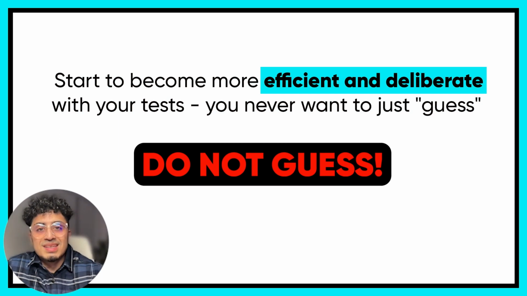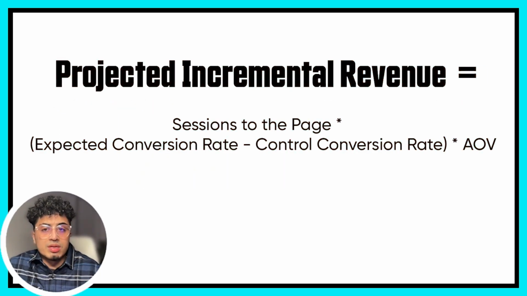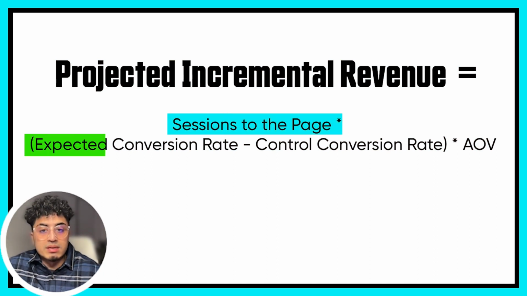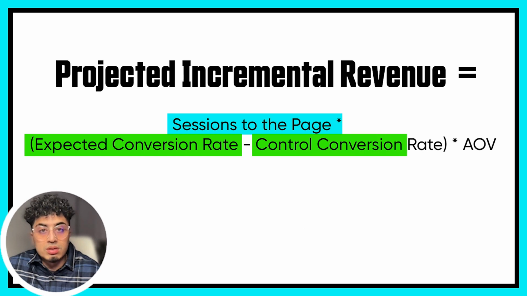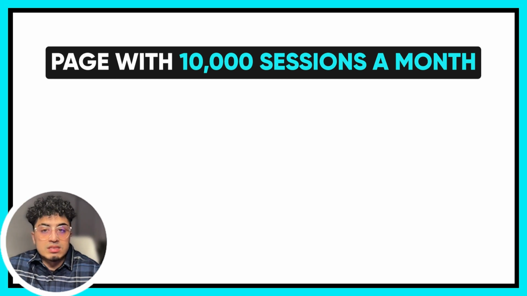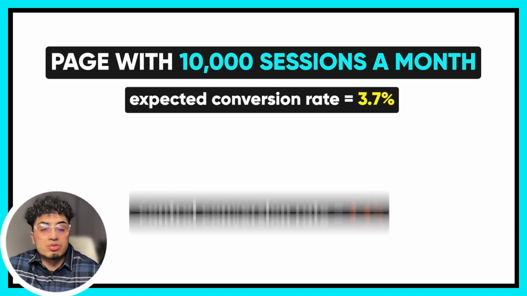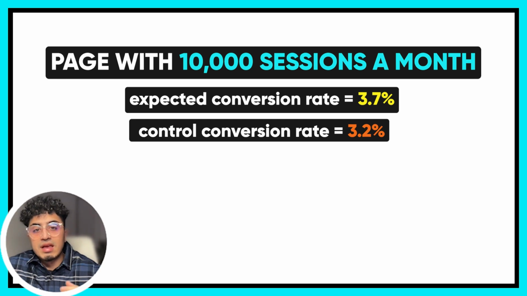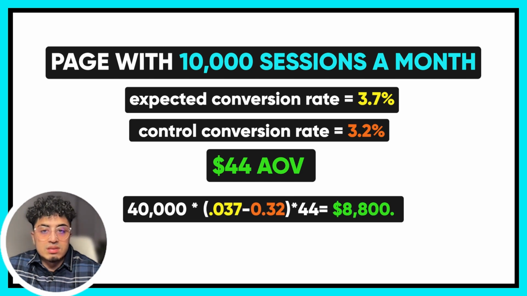Do not guess. The framework we used to calculate this was the projected incremental revenue equals sessions to that page times (expected conversion rate minus control conversion rate) times AOV. So a page with 10,000 sessions a month and an expected conversion rate of 3.7% and a control conversion rate of 3.2% and an AOV of $44, we projected monthly incremental revenue of 10,000 times (0.037, minus 0.032) times 44 equals $8,800.